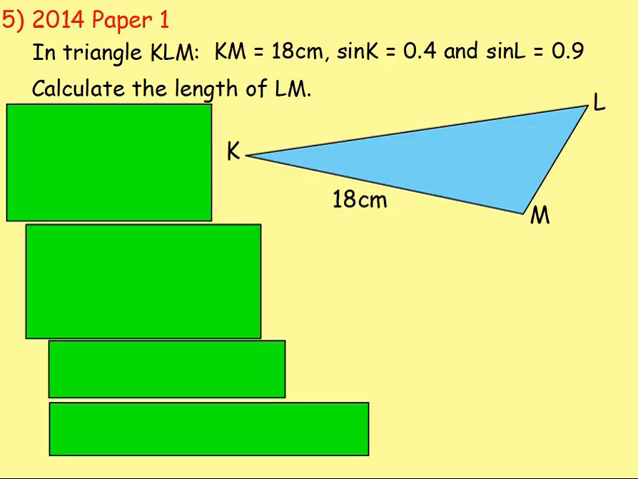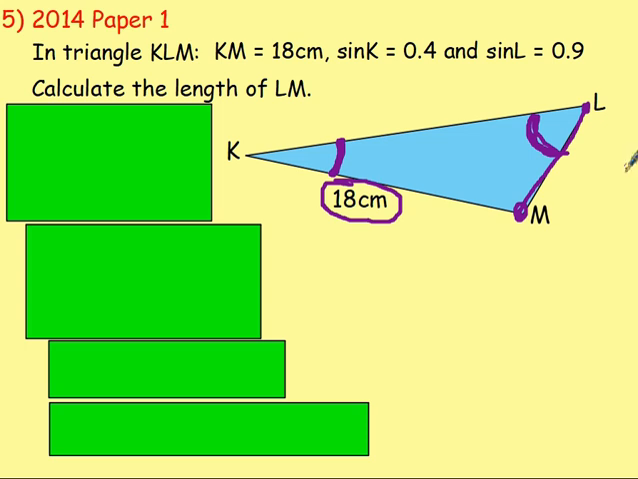Here's another one from the 2014 paper 1. Oh, paper 1 again, that's another non-calculator. It does indeed, yeah. And this time we're asked to work out the length of going from L to M. That is what we're wanting to find. We are told that KM is 18 centimeters. We know sine K, so we know the sine of this angle, and we know sine L, so we know the sine of this angle here.